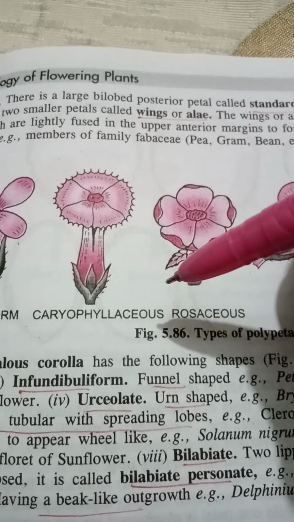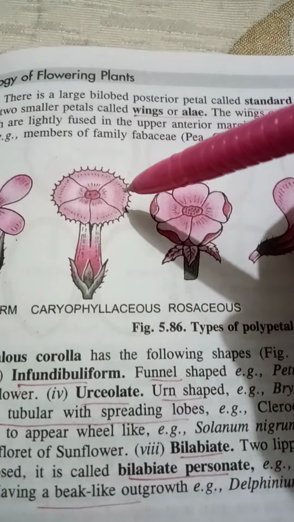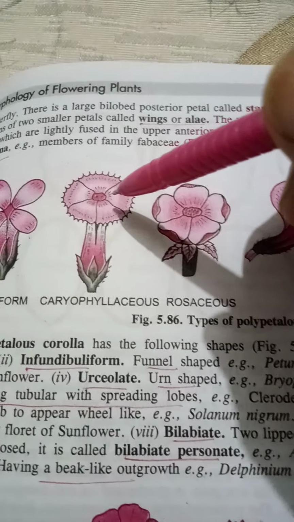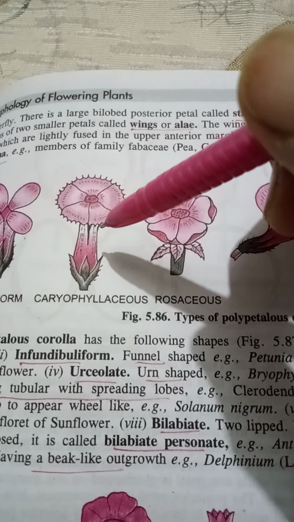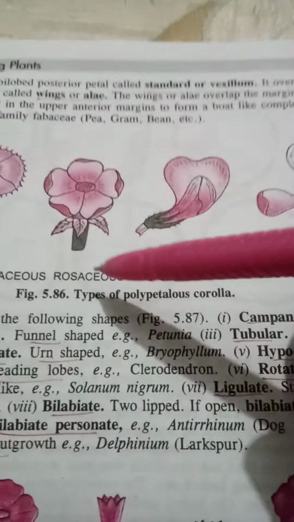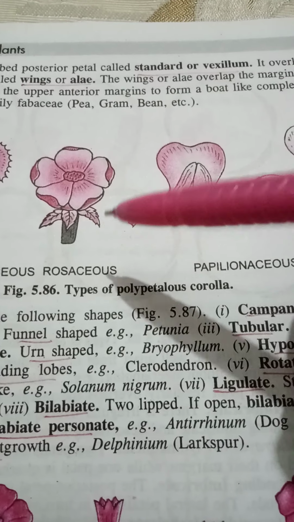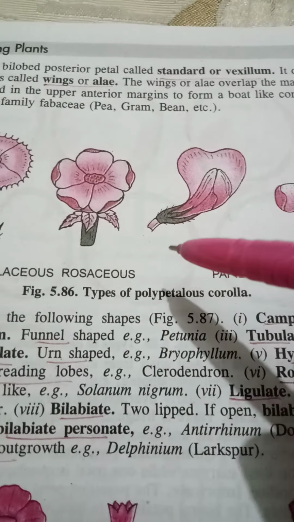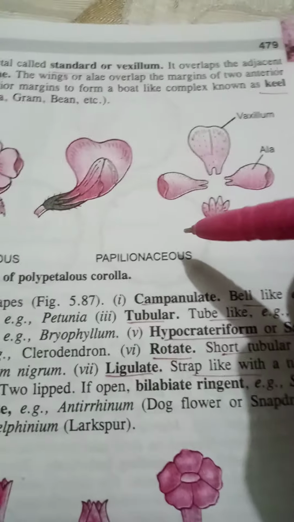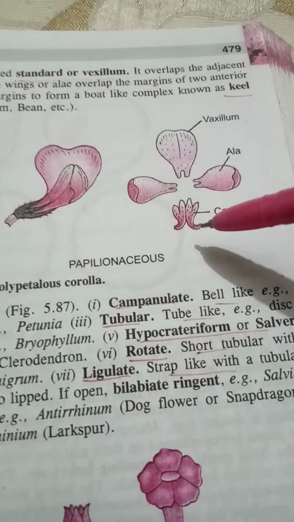Caryophyllaceous, which is observed in dianthus. Here the corolla has 5 petals and they are forming long claw, horizontal bent-like structures. Then the next one is observed in case of Rosaceae. These are sessile, short-clawed petals which are spreading horizontally. And the last one is the Papilionaceous. Here we observe 5 different types of petals.